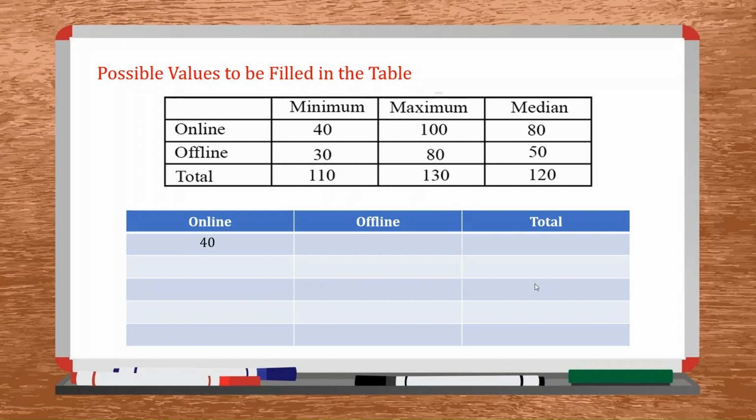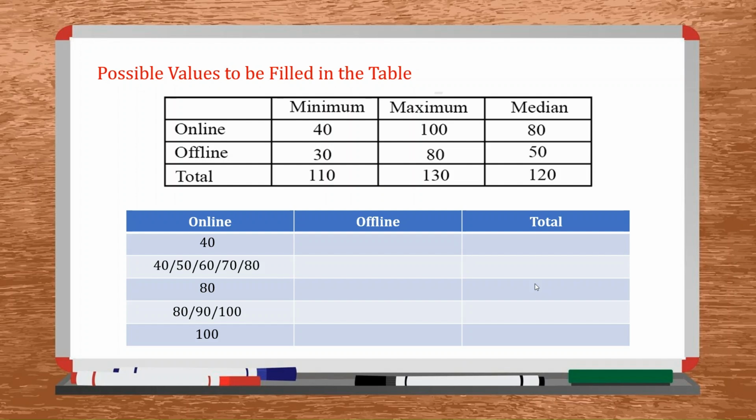So for online, the first value is 40, the last value is 100, and the middle value is 80. That's clear. We have that. Now, the second value for online could be 40, 50, 60, 70, or 80, including 40 and 80. Because I don't know, if I still go with 40, 40, 80, the median is still 80 and the minimum is 40. So I can place 40, 50, 60, 70, or 80. The second value can be within these five values. Similarly, the fourth value could be 80, 90, or 100. That's something which we can find out and place here as the possible values.